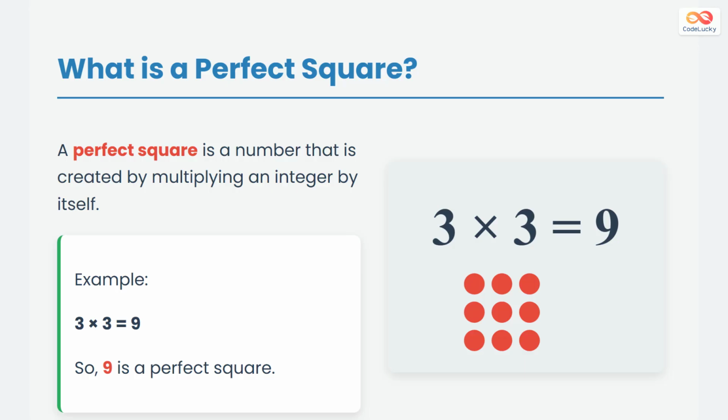So, what exactly is a perfect square? Simply put, it is a number that you get when you multiply an integer by itself. For example, if we take the number 3 and multiply it by 3, we get 9. Because 3 times 3 equals 9, 9 is a perfect square.